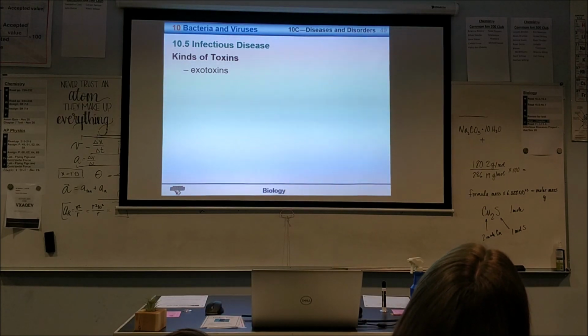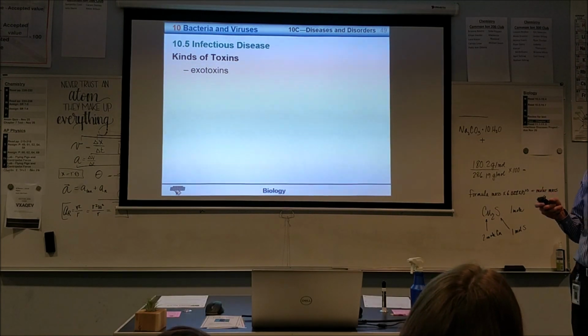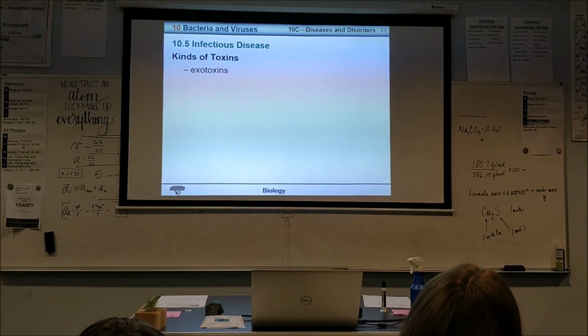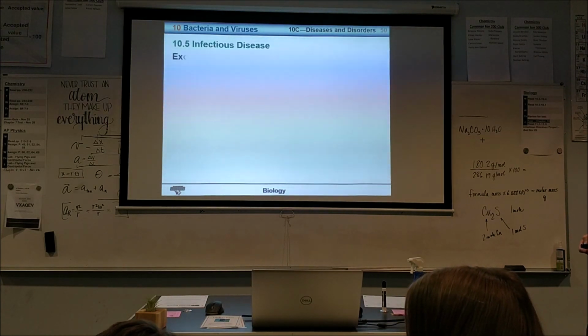So now we said that some of them attack tissues, but some of them actually produce poisons. There are two kinds of poisons that they produce. One is an exotoxin. Exo means what? Outside, right? And endo means inside. So kind of remember that, how this fits into the definition.